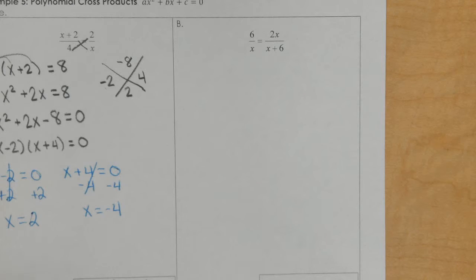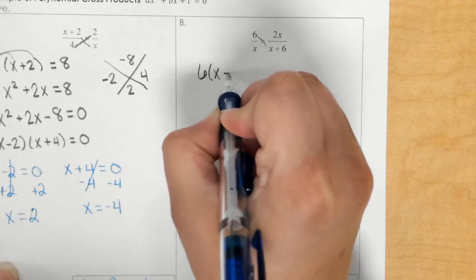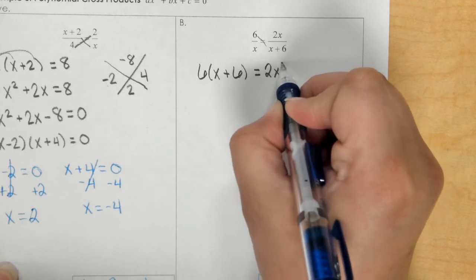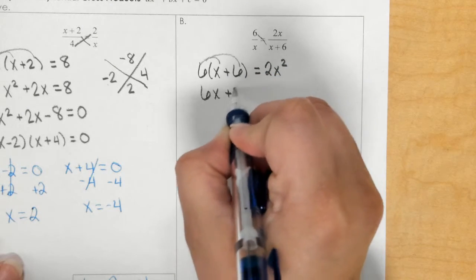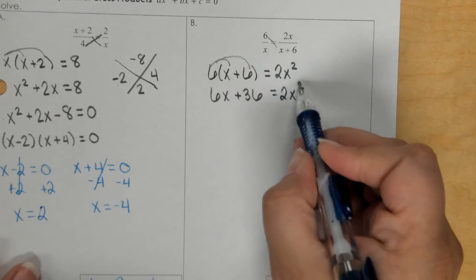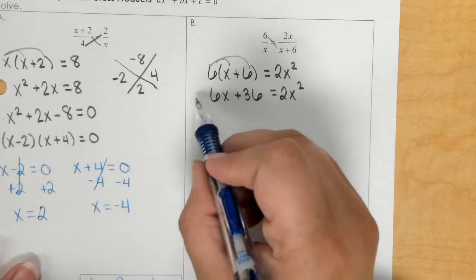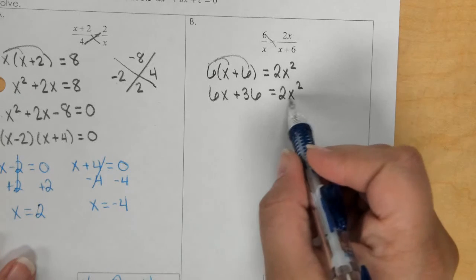For part B, I would still cross multiply. And say x plus 6 times 6, and 2x times x is 2x squared. So distribute. And then this one, to get this by itself, I have to subtract the 2 and put it in front. But if I do that, it gives me a negative 2. And I haven't dealt with the negative 2 before for my first number.